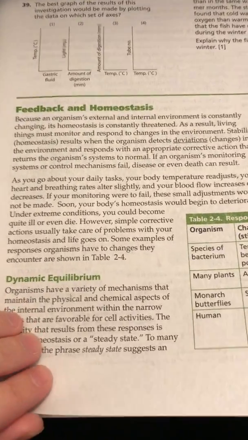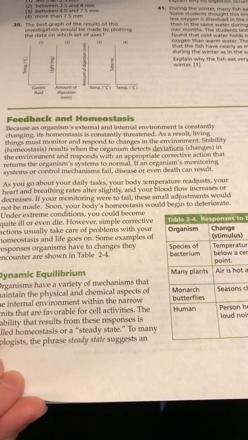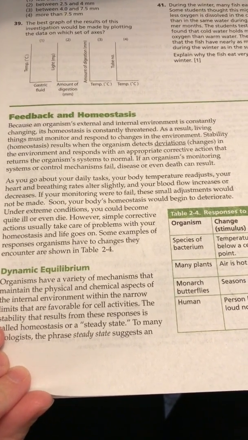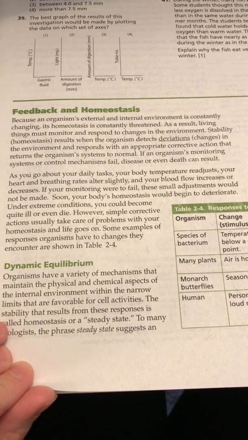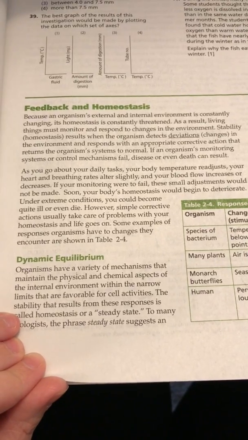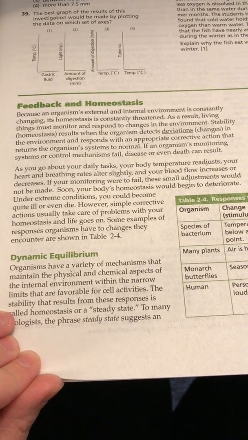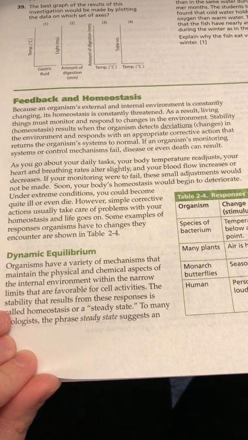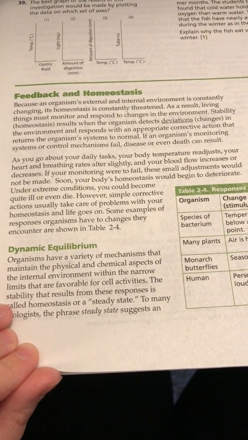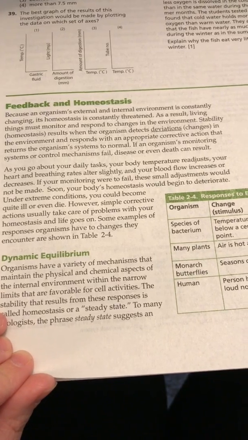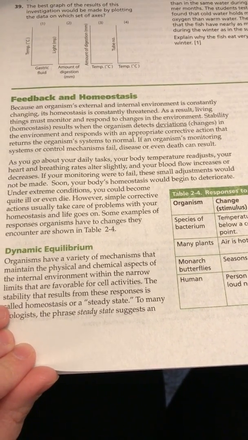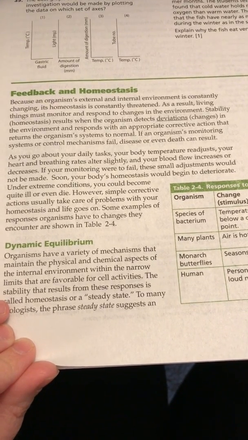Feedback and homeostasis. Because an organism's external and internal environment is constantly changing, its homeostasis is constantly threatened. As a result, living things must monitor and respond to changes in the environment. Stability results when the organism detects deviations in the environment and responds with an appropriate corrective action that returns the organism's systems to normal. If an organism's monitoring systems or control mechanisms fail, disease or even death can result.